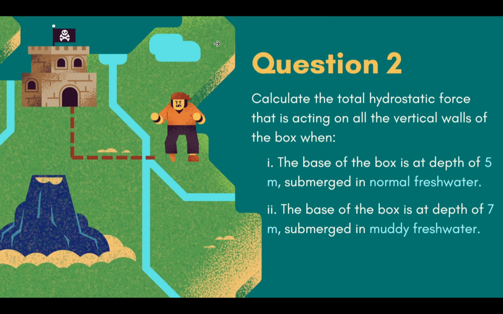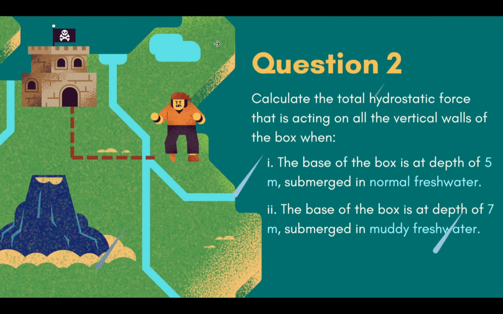Hello everyone, this is Wijaya Catherine, CME24099090, and I will be discussing the first part of the second question of the math assignment. The second question asks us to calculate the total hydrostatic force acting on all vertical walls of the box when the base of the box is at a depth of 5 meters, submerged in normal fresh water.